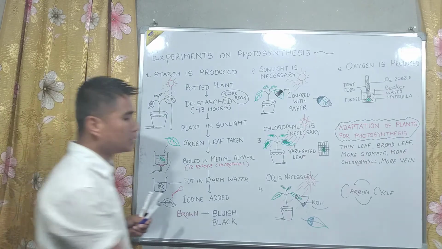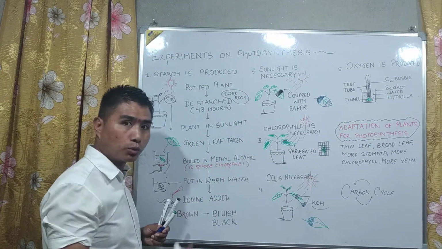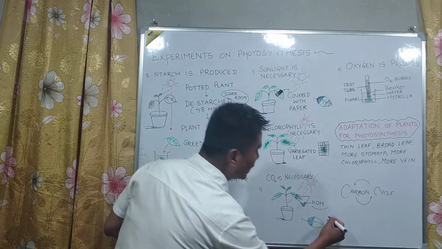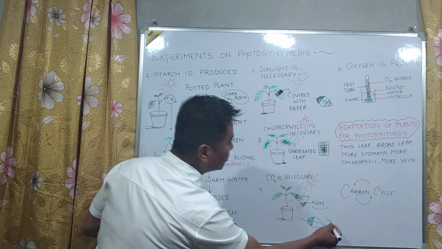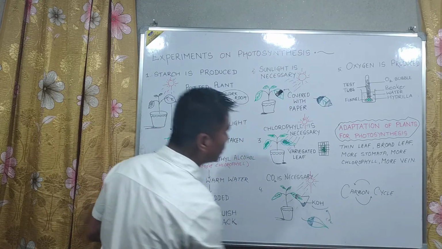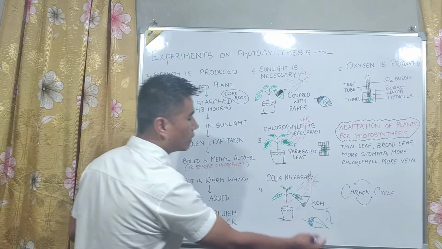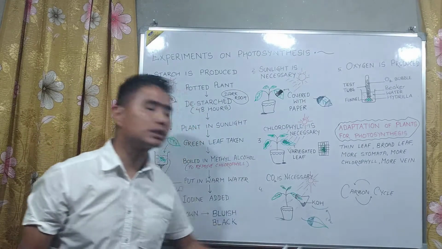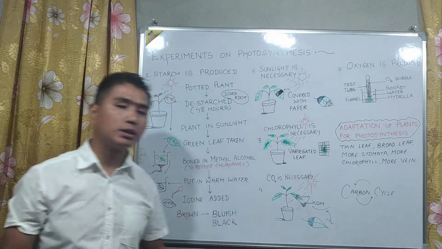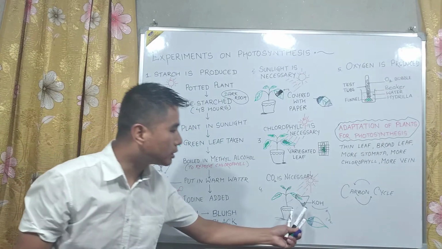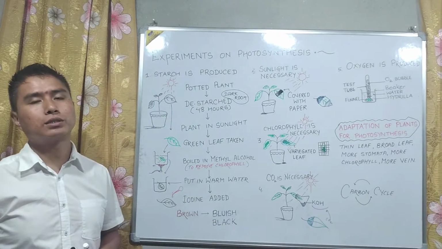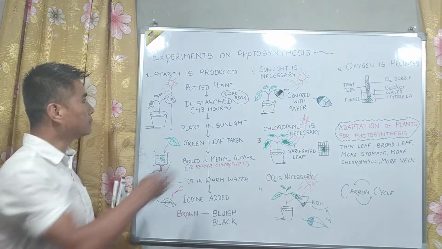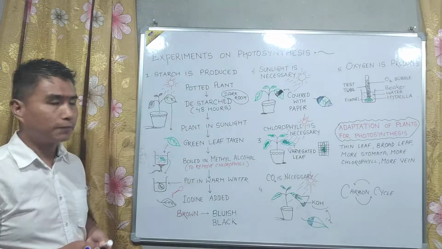Why? Because here starch was not produced. Why? Because to form starch, carbon dioxide is necessary, and carbon dioxide was already absorbed by potassium hydroxide in this conical flask. As a result, this region did not photosynthesize, or starch was not produced only in this region, proving that carbon dioxide is necessary for photosynthesis. So that means all these steps are necessary.